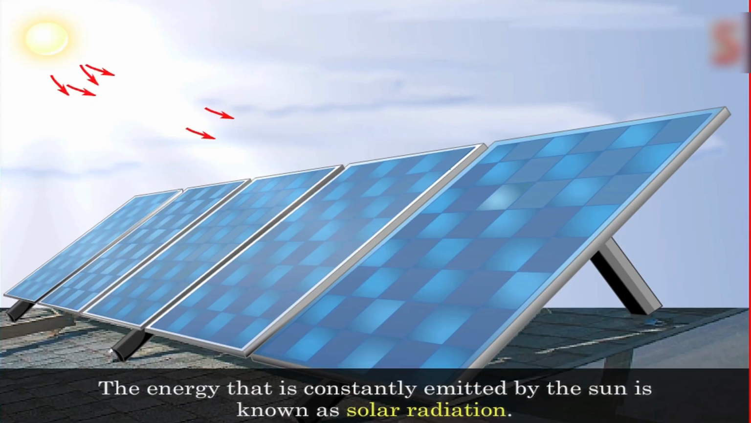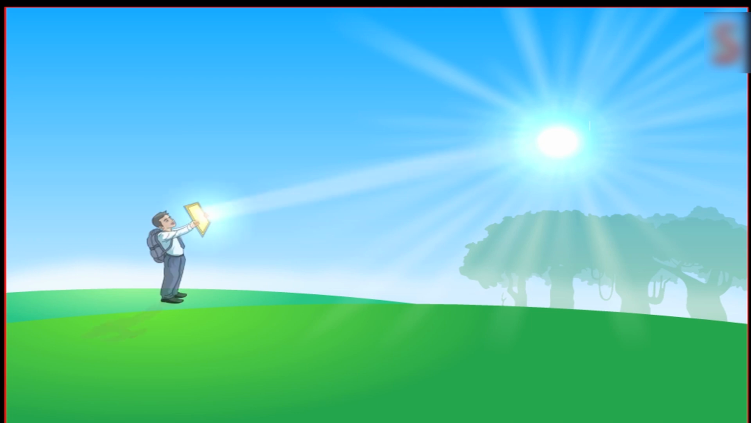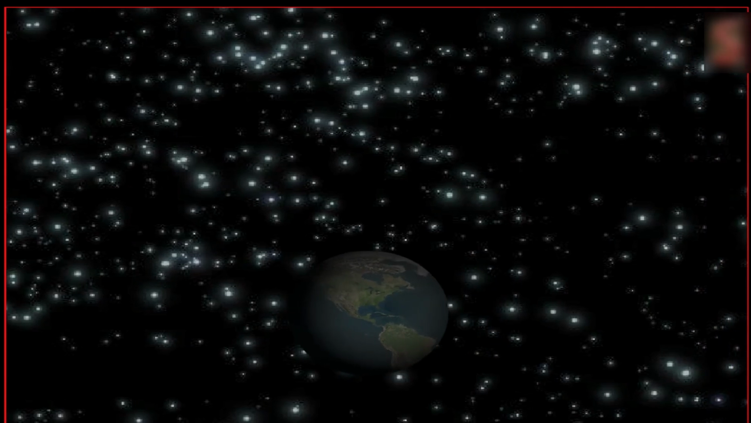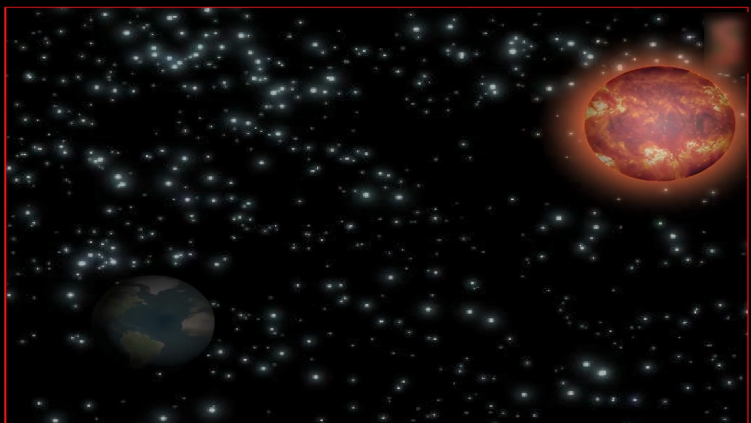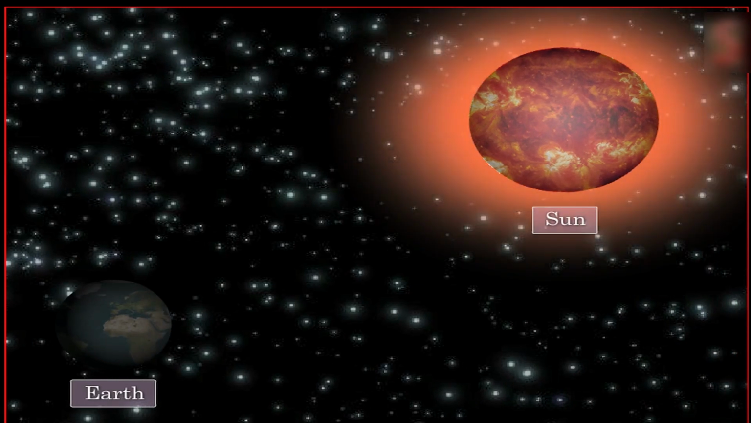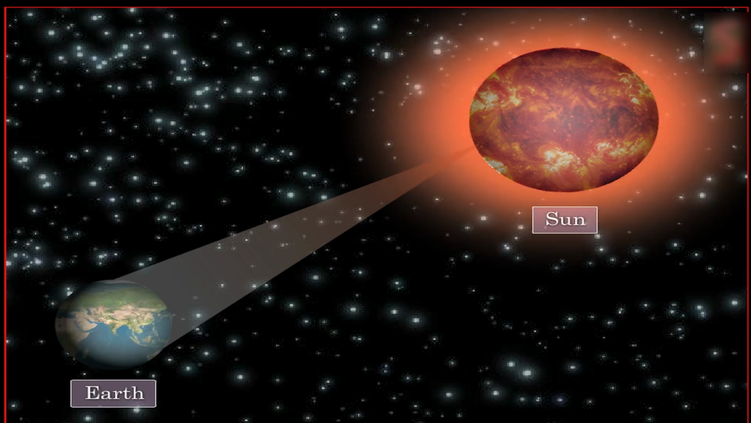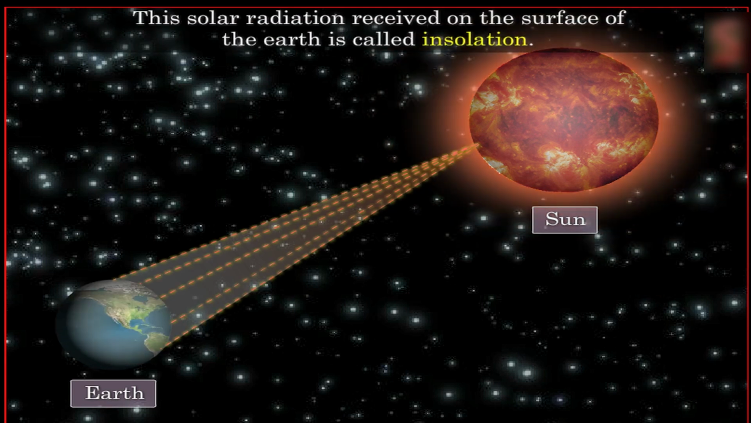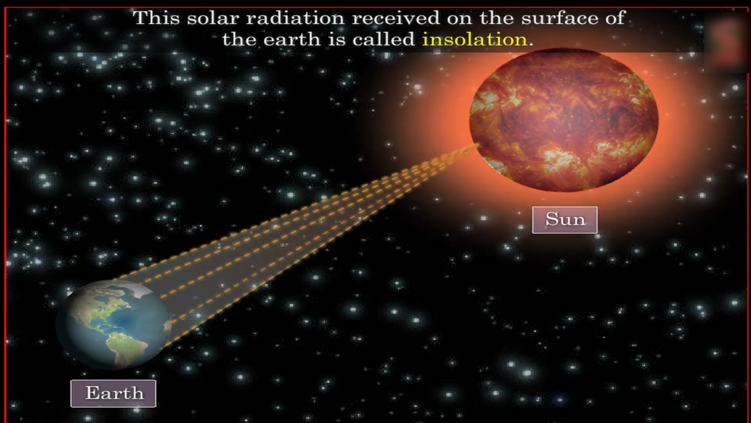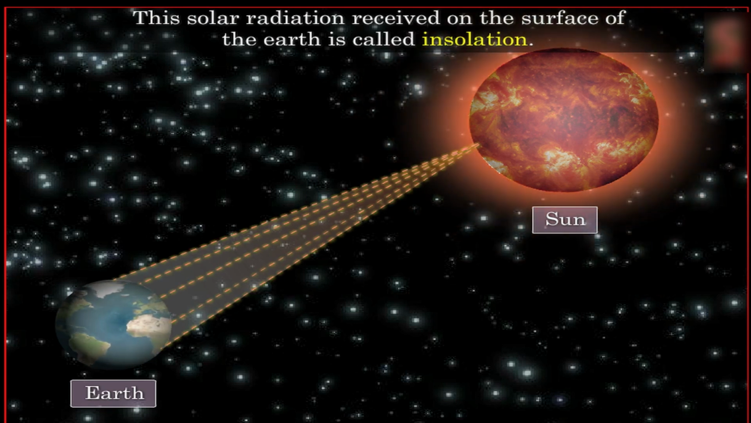The energy that is constantly emitted by the sun is known as solar radiation. Students, what would happen if you keep the mirror in the sun? Exactly. When the mirror is kept in the sun, the light reflects back. In the same way, 1/3 of the solar energy that comes to the earth reflects back, and the amount of the energy that reaches the surface of the earth is only a small portion. This solar radiation received on the surface of the earth is called insolation.